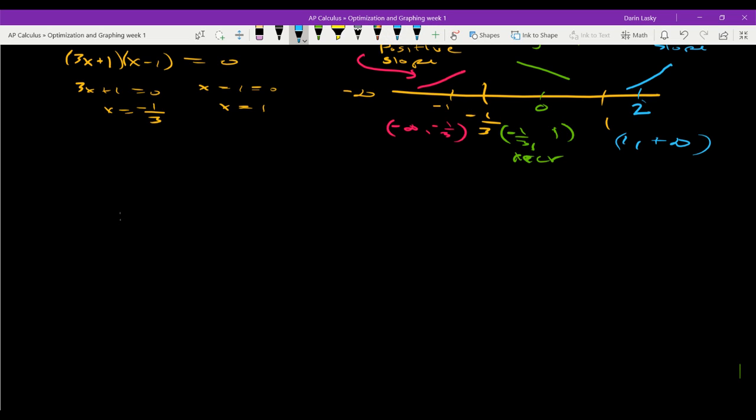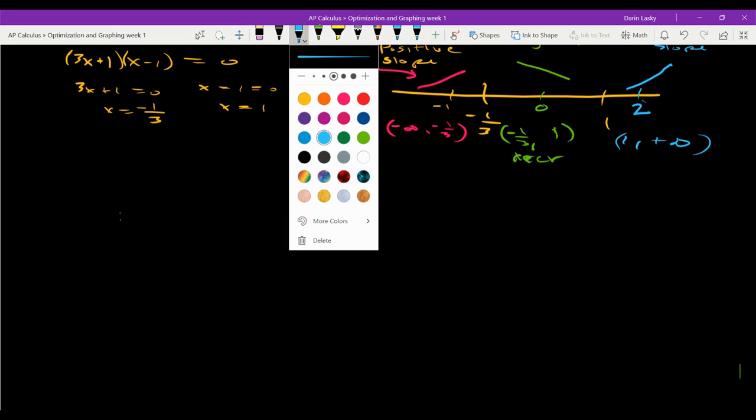I don't want to add a pen. I don't know why it does this sometimes. It just decides to not work correctly. So let's go with the darker color here.